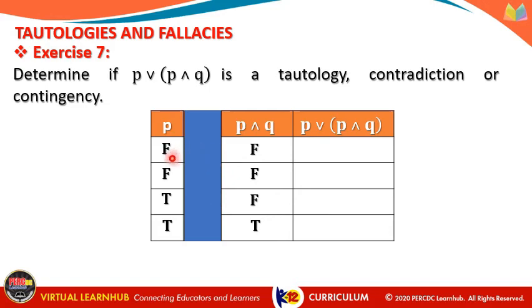False or false will give us false. False or false is another false. True or false is true. And lastly, true or true will give us true.